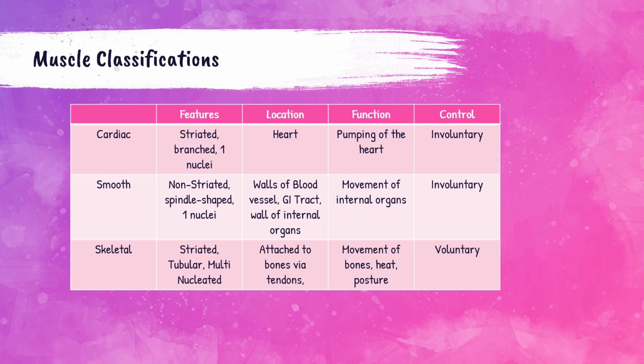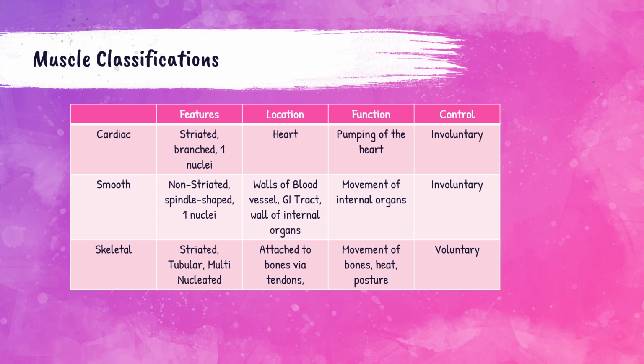Cardiac muscle is striated, and this term means that the tissue has transverse dark and light bands throughout it. Each fiber has 1 nucleus present in it. Smooth muscle is another involuntary muscle that helps to move internal organs. It's present in the walls of blood vessels, internal organs, and also the gastrointestinal or GI tract. These muscles are non-striated, are spindle-shaped, and have 1 nucleus per fiber.